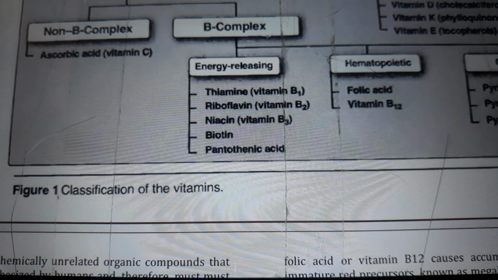The B complex energy releasing ones would be thiamine, vitamin B1, riboflavin B2, niacin B3, biotin, pantothenic acid, and the hematopoietic ones would be folic acid and B12, and the others would be pyridoxine, vitamin B6, pyridoxal, and pyridoxamine.